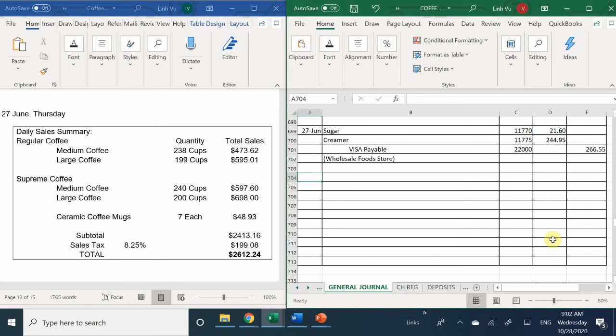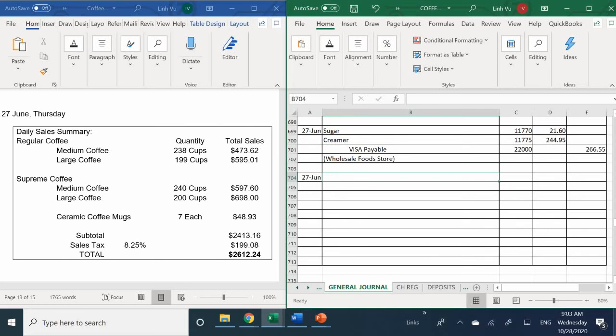Okay, go for it. So the date is the 27th, good, and this says daily sales. So this would be sales. All right, now are we going to debit our sales or are we going to credit our sales? We're going to debit the coffee for sales.